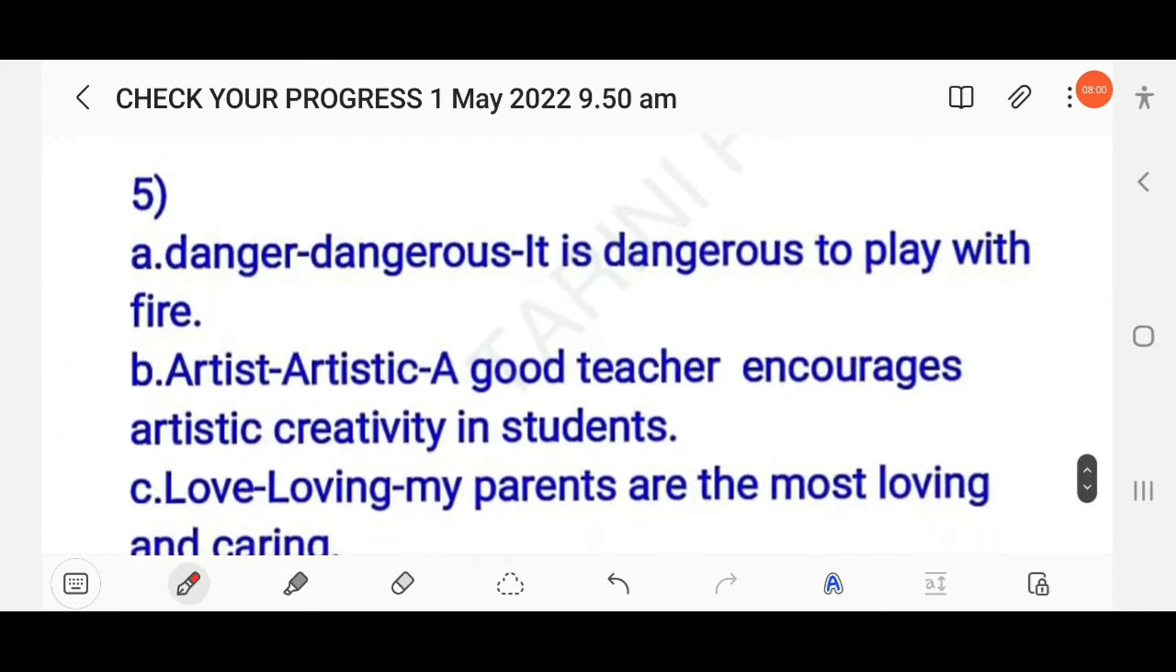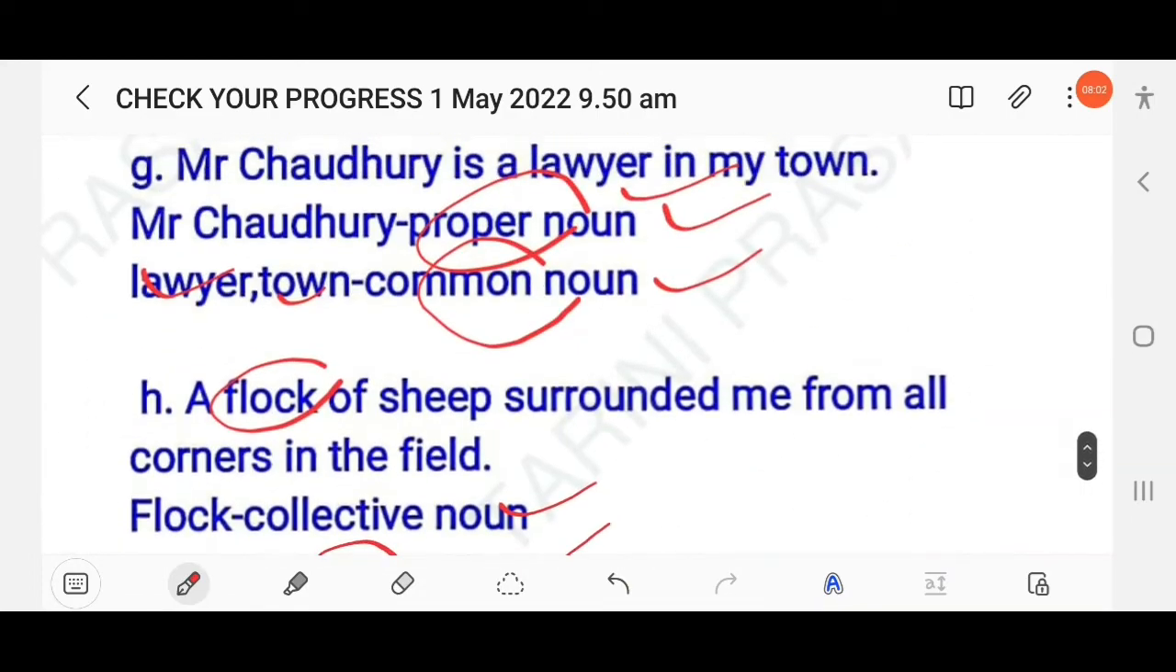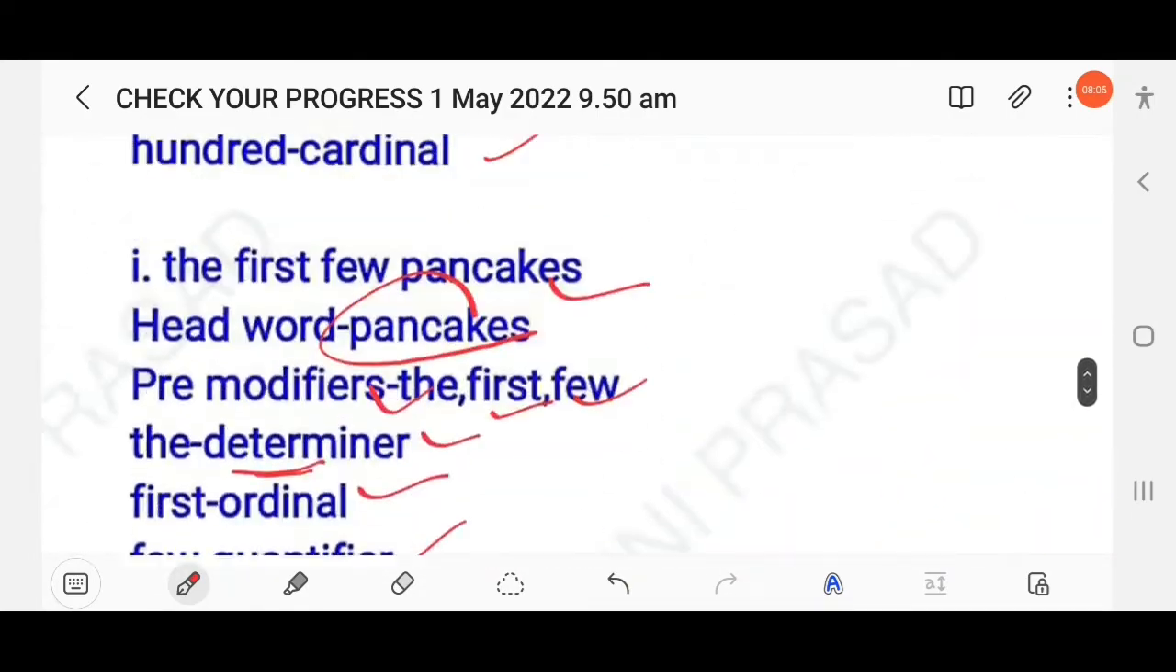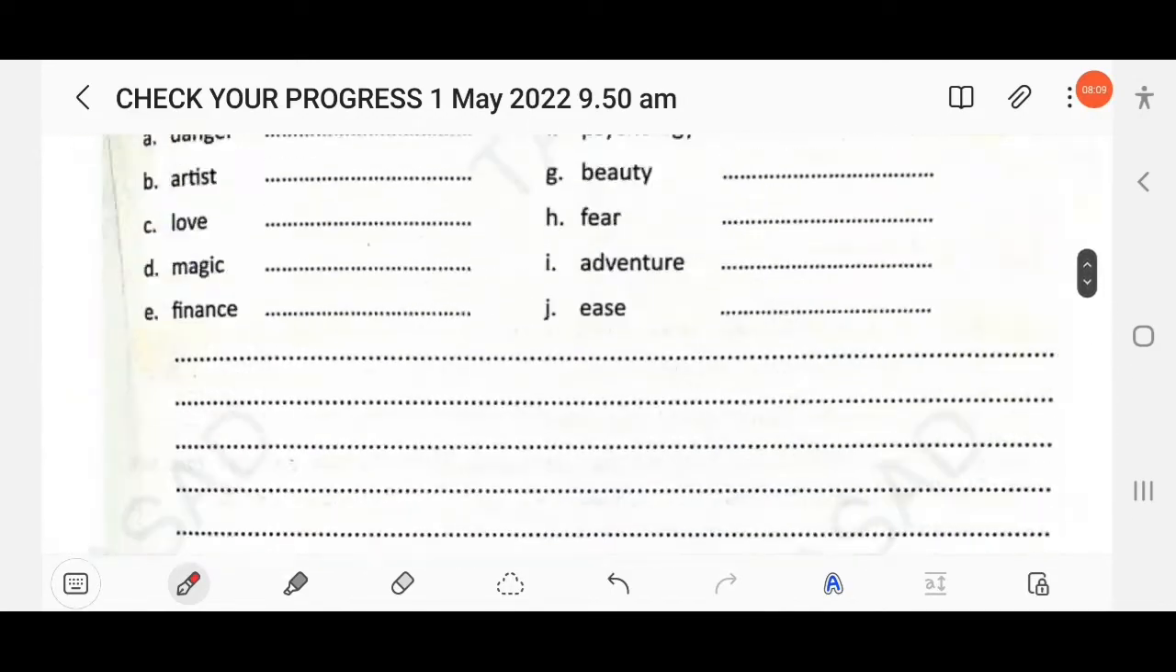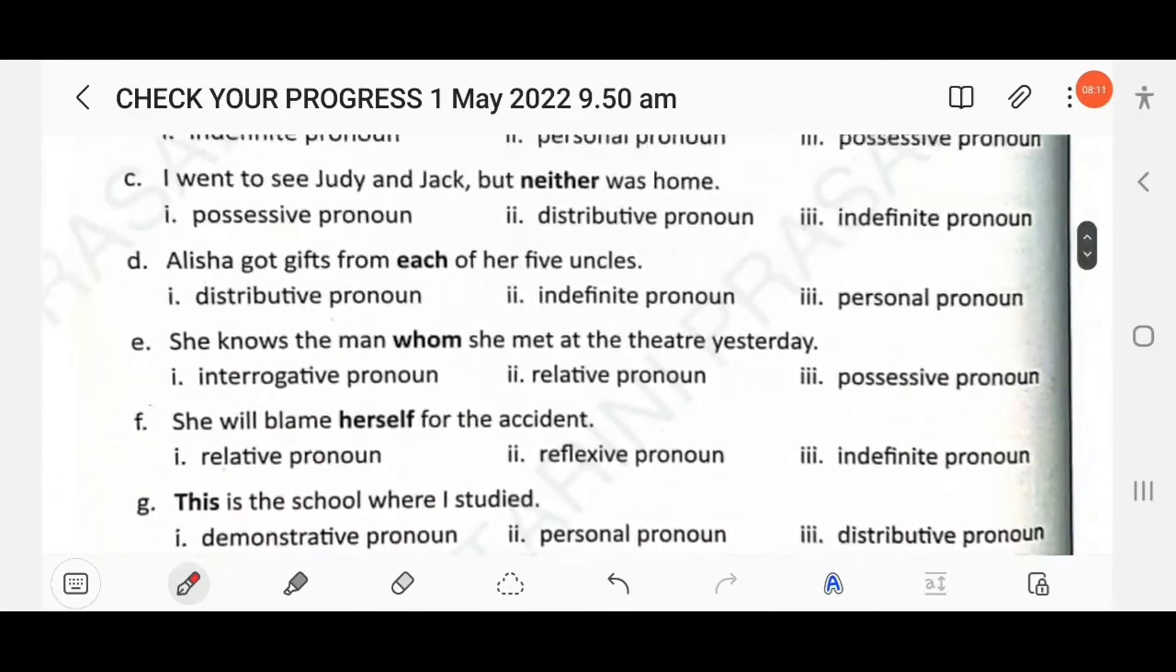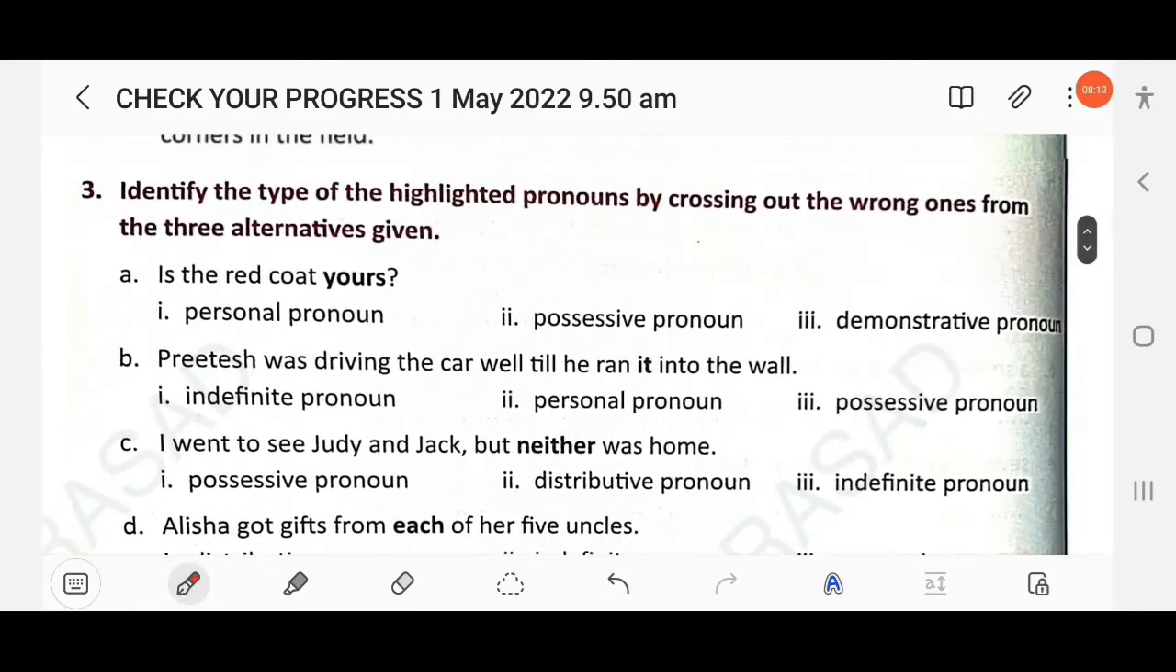Okay. Then next here, identify the type of highlighted pronouns by crossing out the wrong ones from the three alternatives given. So, is the red coat yours? So here yours, this is a possessive pronoun. So you have to cross out personal pronoun and demonstrative pronoun and tick on possessive pronoun.